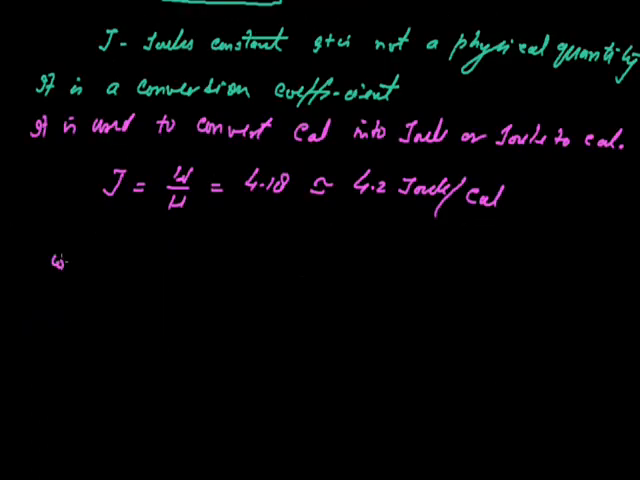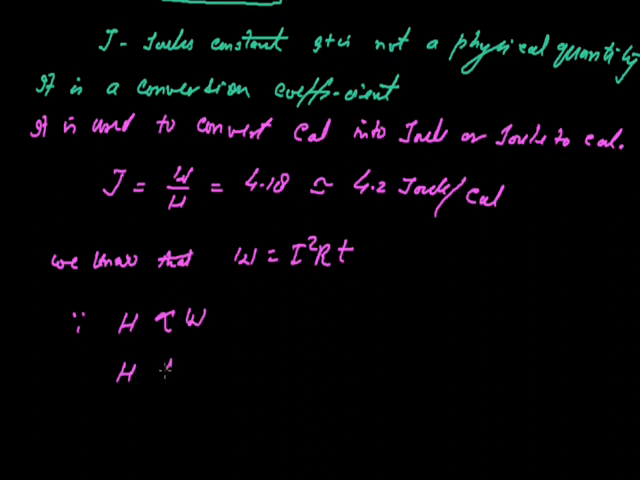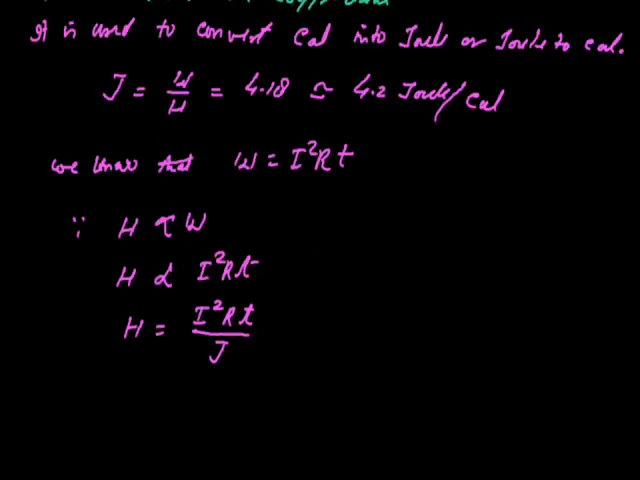Now we know that W is I square RT. Because H is proportional to W, we can also write H is proportional to I square RT, or H is I square RT upon J. Here J is constant. From this formula, we can write three laws. These laws are known as Joule's laws of heating effect.